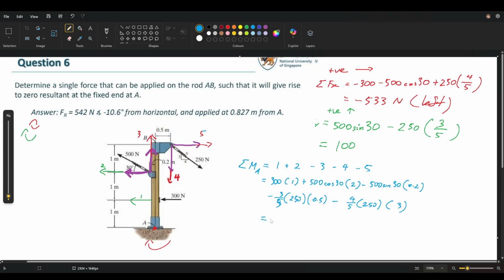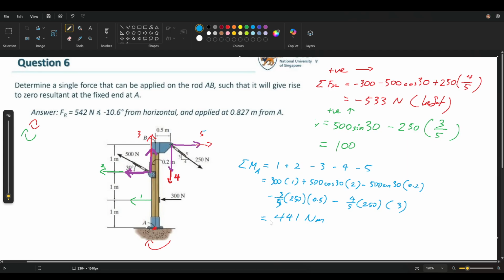I don't know if you can hear me pressing my calculator. It's a very old calculator. Right, we now have 441 Newton meter. And this is my moment. But we're not done yet because we have yet to find where our resultant force can be placed to give me this moment.